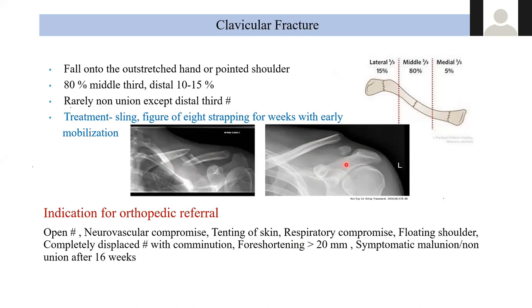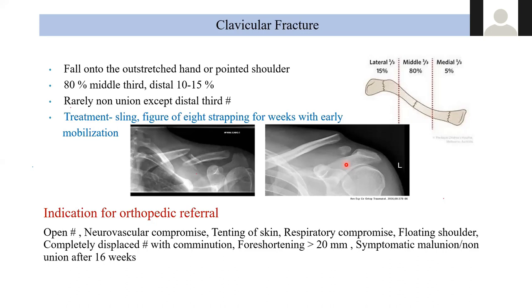Clavicular fractures are rarely non-union, but there are some conditions in which you need to refer the patient for orthopedic referral. Open fractures, fractures with neuromuscular compromise, fractures with tenting of the skin, respiratory compromise, and floating shoulder, where the fracture involves the humerus, scapula and clavicle, need open reduction internal fixation.